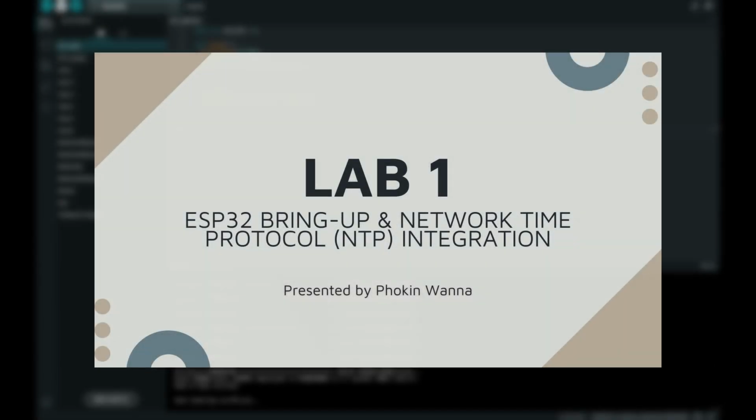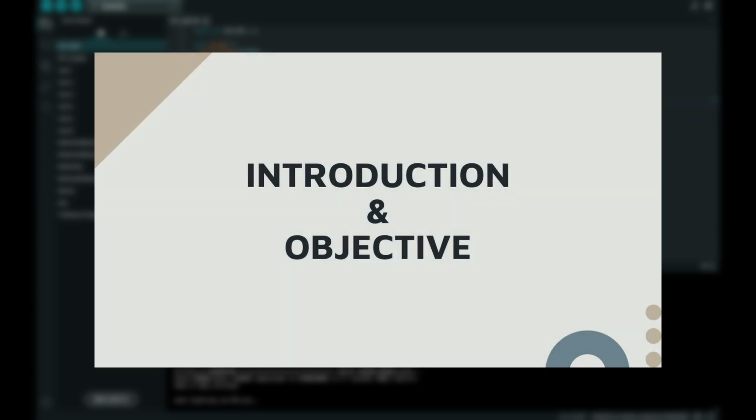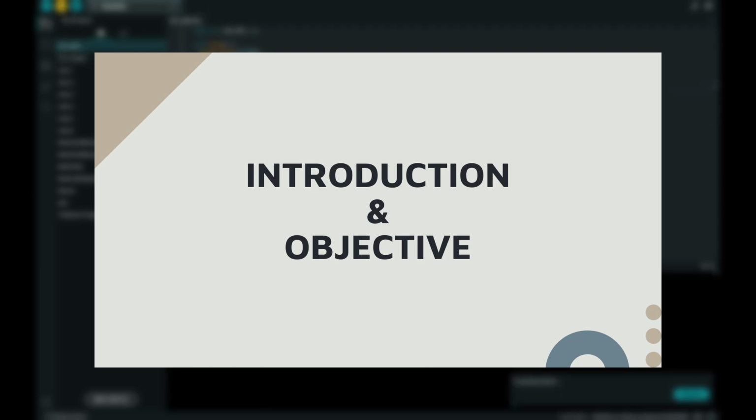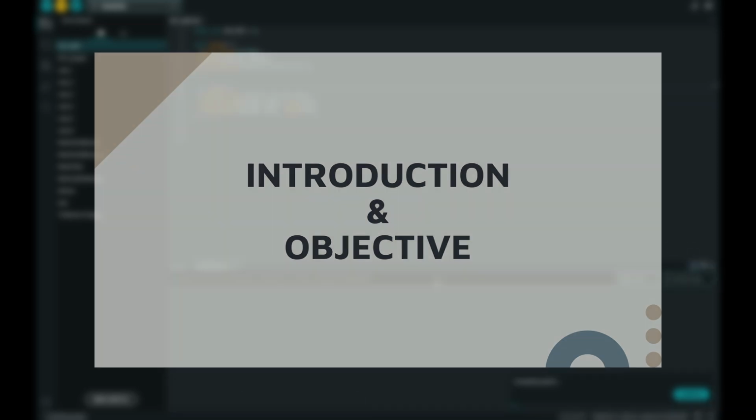In this video, I will be presenting my Lab 1 assignment. The topic is about introducing the MCU ESP32 board with a basic example of the Blink code, and how to make the ESP32 board connect to the Wi-Fi and learn about NTP, and I will show you how to use it with an Arduino IDE.